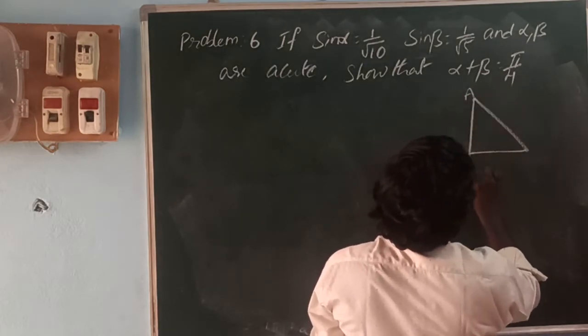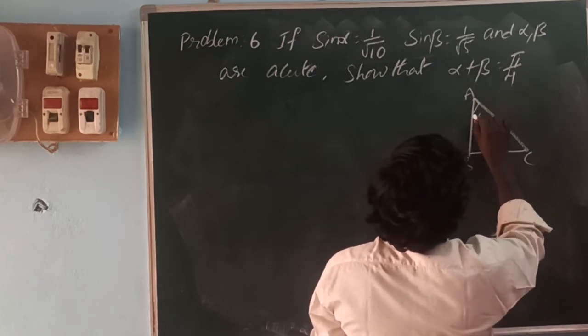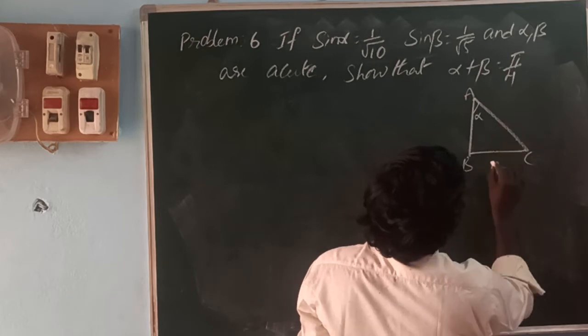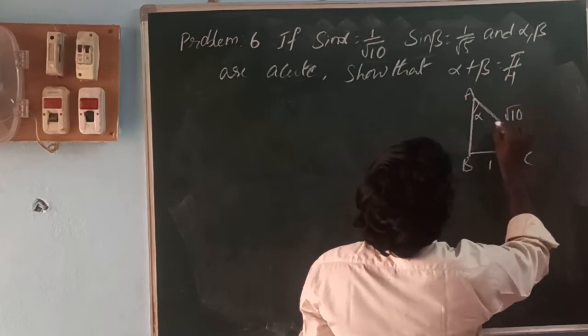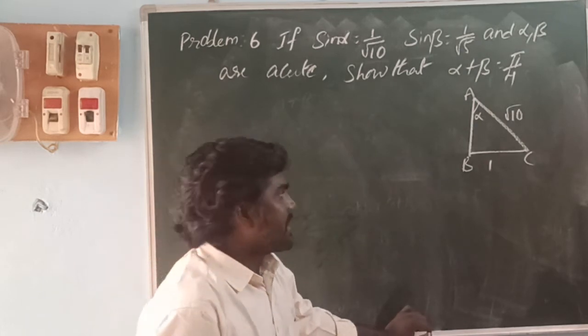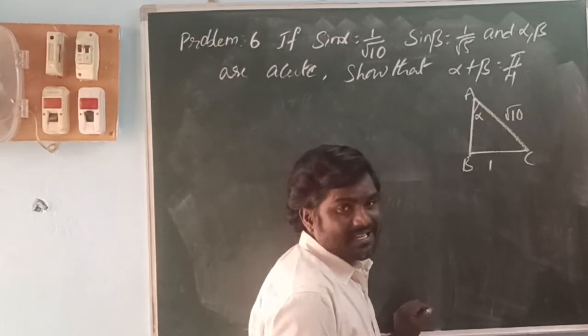A, B, C. It is alpha. Sin alpha, that is how much? Opposite by hypotenuse. What about adjacent? Adjacent, how can you find it? By using the Pythagoras theorem.